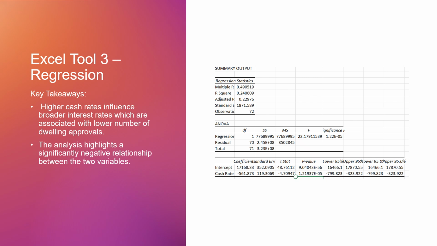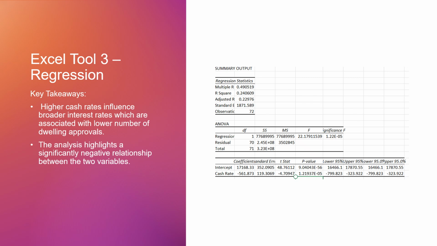The final and the most important part of this analysis was the regression model. Regression analysis was used to examine and highlight the statistical relationship between the cash rate and dwelling approvals. The results produced an R-squared value of 0.241, which means approximately 24.1% of the variation in dwelling approvals can be explained by the changes in the cash rate. The coefficient for the cash rate was a negative 561.873, which indicates that a 1 percentage point increase in the cash rate is associated with approximately 562 fewer dwelling approvals per month, which is a substantial amount if you think about it.